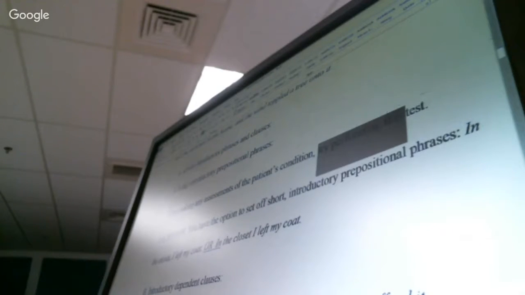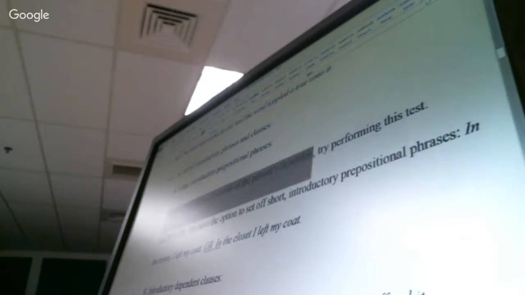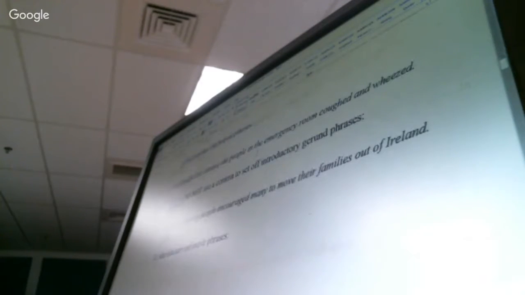Try performing this test. These are all independent clauses. This right here is stuff that's in front of it. So if I've got a phrase or a clause or even a word like however or additionally or consequently, those words are introductory elements, get a comma in there.